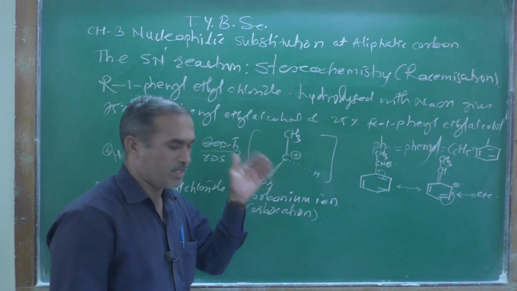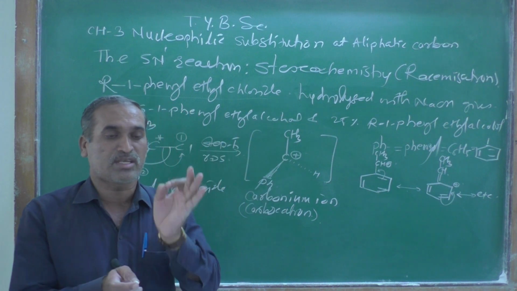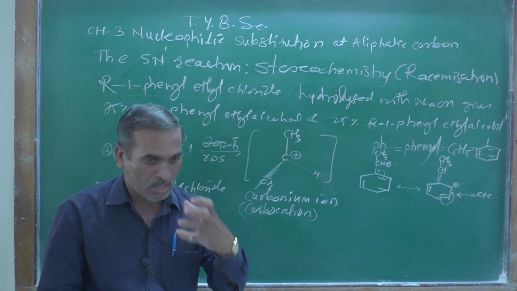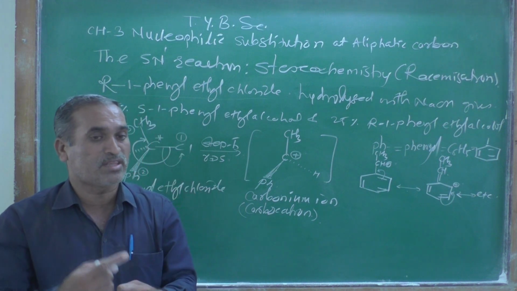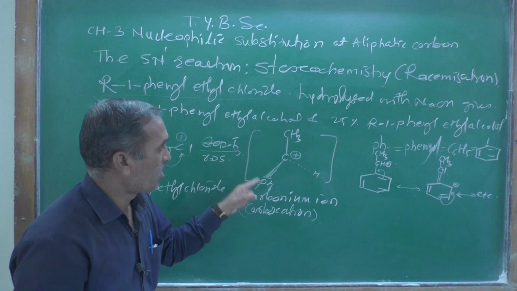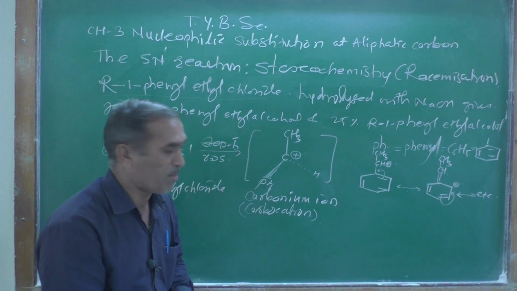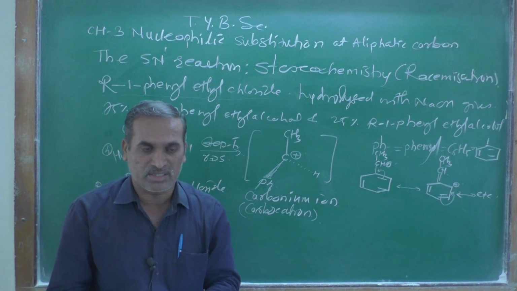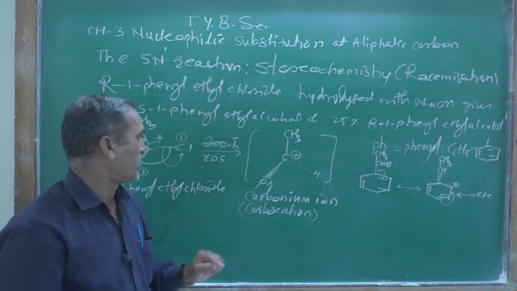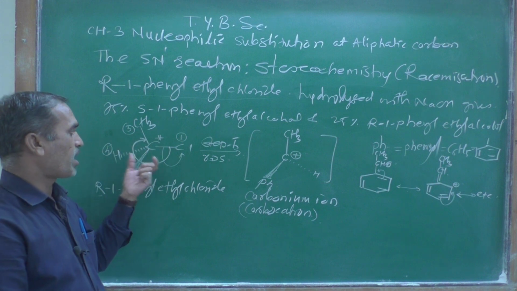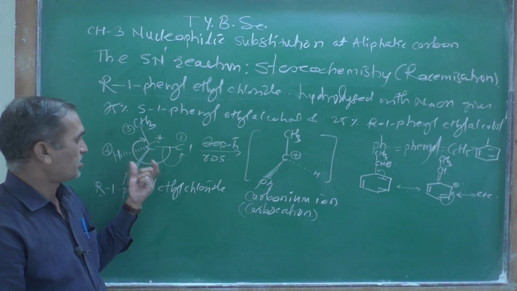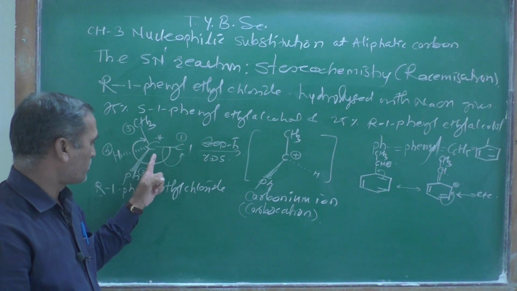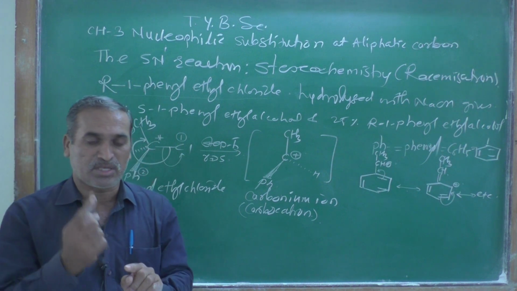And if you look at this one, the carbocation is trigonal, it attains the trigonal geometry, and the bond angle of trigonal is 120 degrees. If you look at the starting compound, this is an optically active substrate which has a chiral center, and chiral center means what?